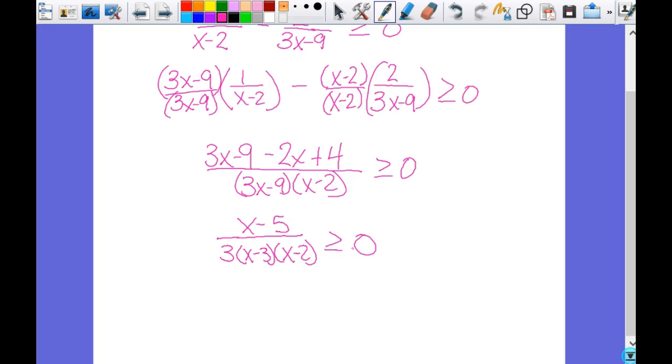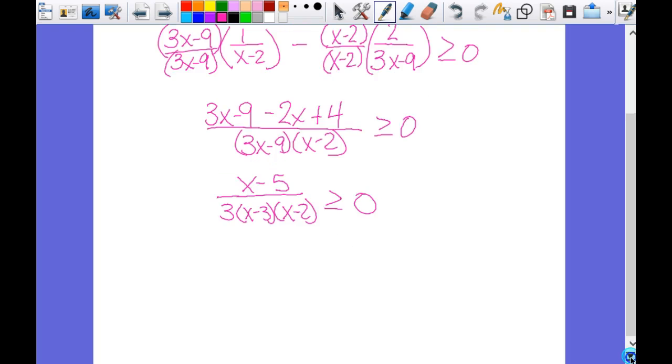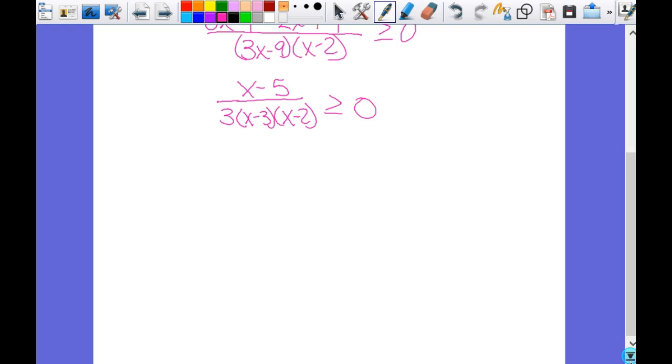Everybody okay with that? You should be good at manipulating stuff like that pretty easily, right? That's not a brand new thing. We can do those things. All right, so now that I have it all put together in one fraction and I can see my numerator and denominator nicely, I'm going to figure out what x can and can't be. X cannot be what? 3 or 2. So 2 and 3 is a big no-no. X can be what? 5.